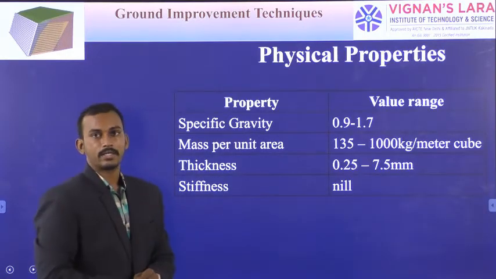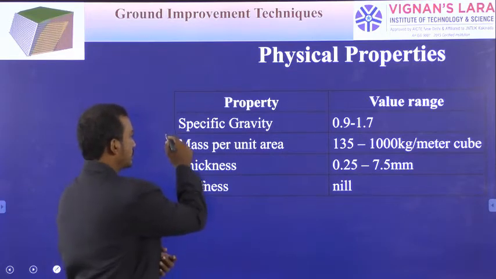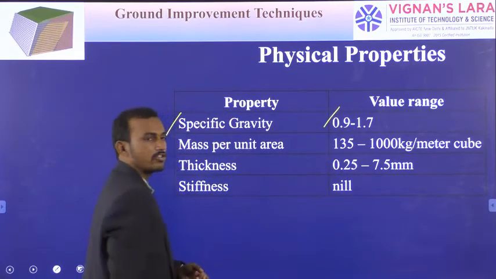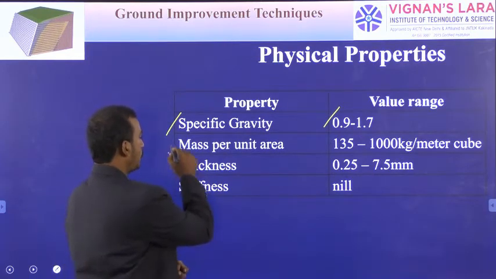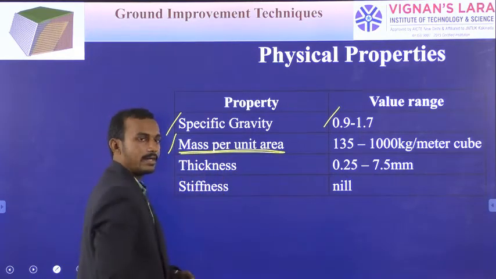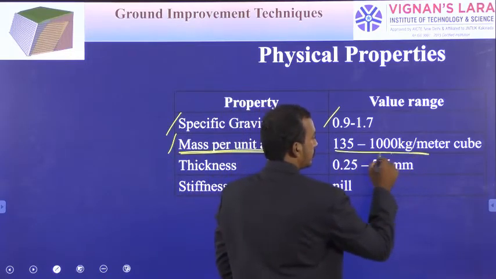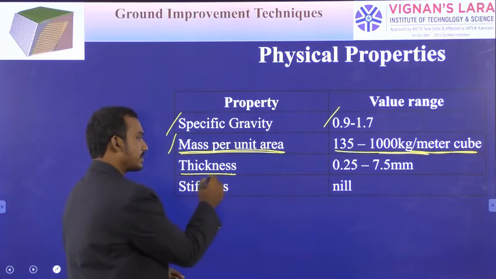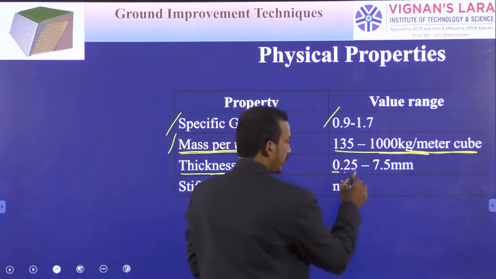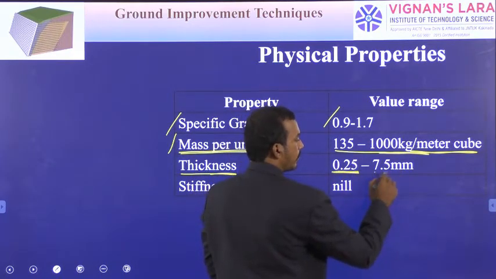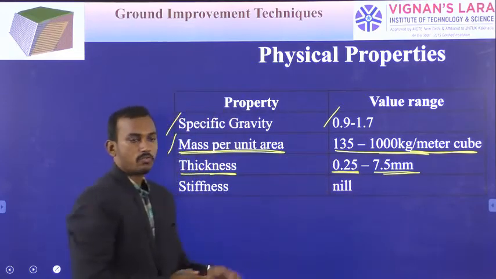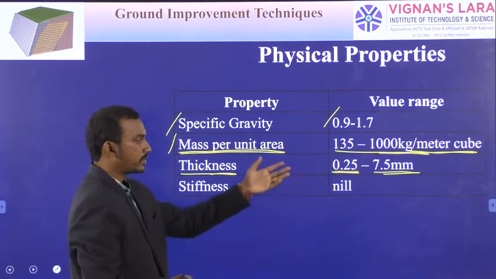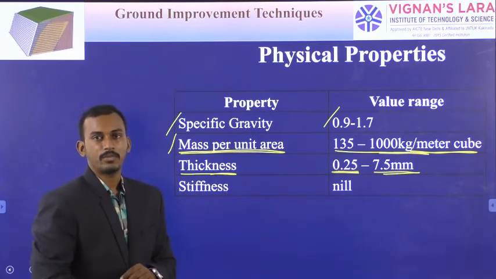Coming to the physical properties. Physical properties means like specific gravity. The specific gravity of geotextiles is 0.9 to 1.7, and its mass per unit area is 135 to 1000 kg per meter cube. Then its thickness: these are available from 0.25 mm up to 7.5 mm. So very minute geotextile sheets are also available, up to a thickness of 7.5 mm.